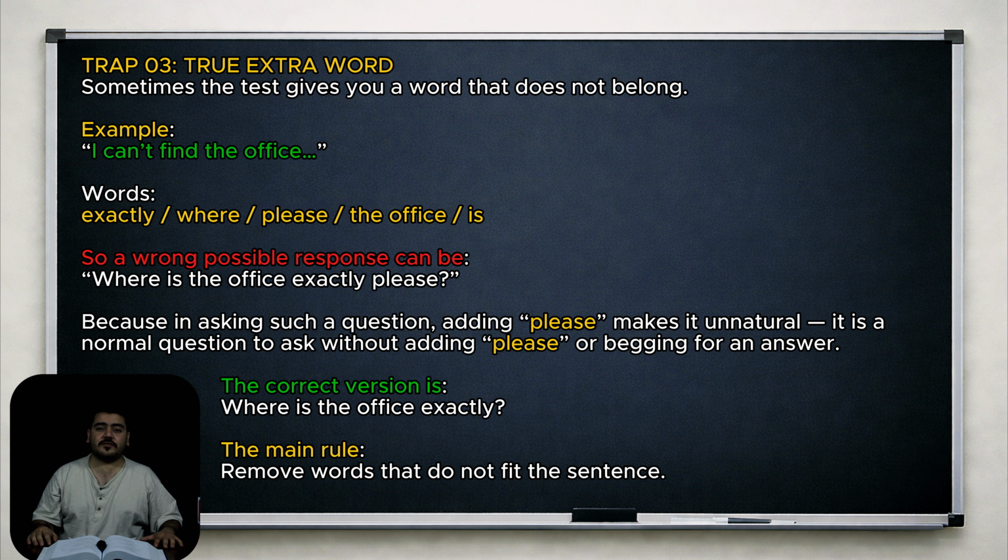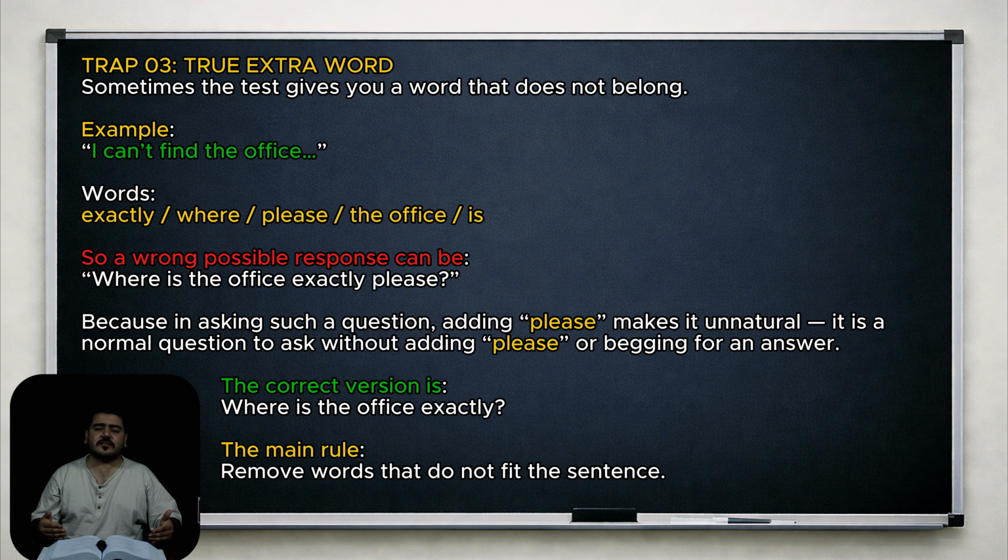Sometimes the test gives you a word that does not belong. For example, I can't find the office. Words given: exactly, where, please, the office is. So a wrong possible response can be, where is the office exactly, please?